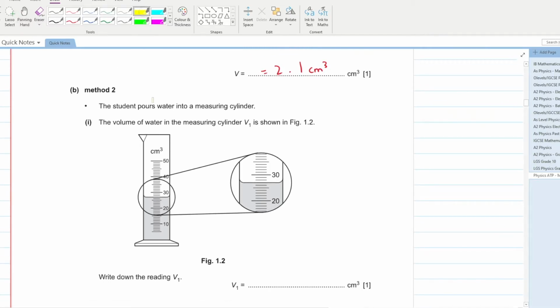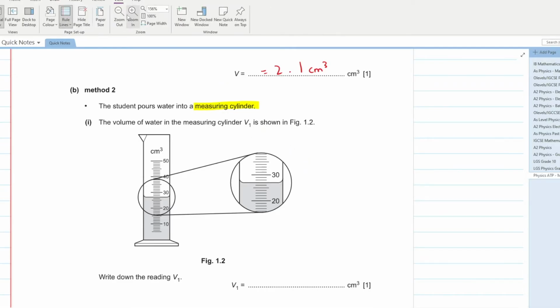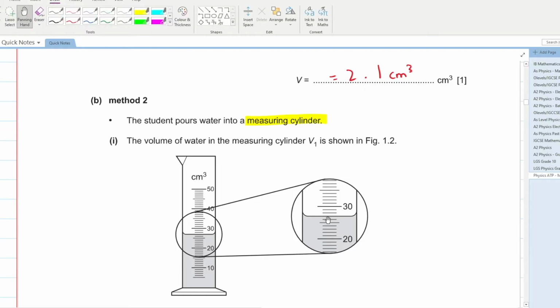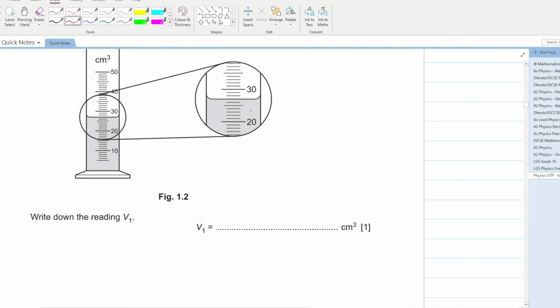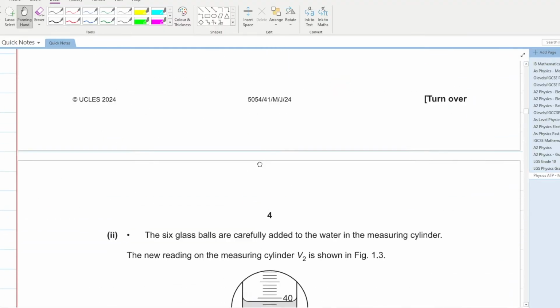In part B, we are applying method 2. Let's see what method 2 is. The student pours water into a measuring cylinder. The volume of water in the measuring cylinder, V1, is shown in figure 1.2. Let's see what this initial volume is. This is 25, this is 26, this is 27. So the initial volume in the measuring cylinder is 27 cm cubed. Let's further move ahead.